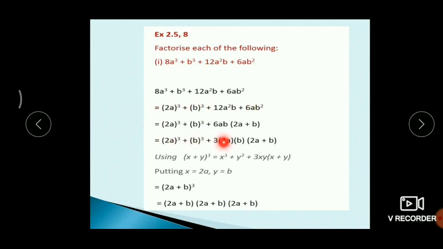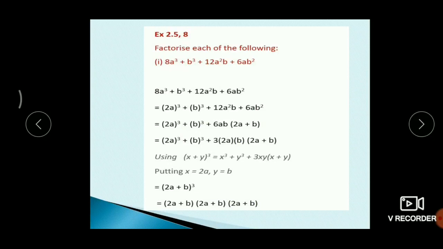Now we can easily compare this equation with the already given identity. This is the right hand side, x cube plus y cube plus 3xy into x plus y, where x is equal to twice a and y is equal to b. Now you have to simply write the left hand side of the given identity, x plus y whole cube. So x is twice a, y is b. We will write it as twice a plus b whole cube. Because here it has exponent 3, we will write this factor 3 times, twice a plus b multiplied by twice a plus b, right?